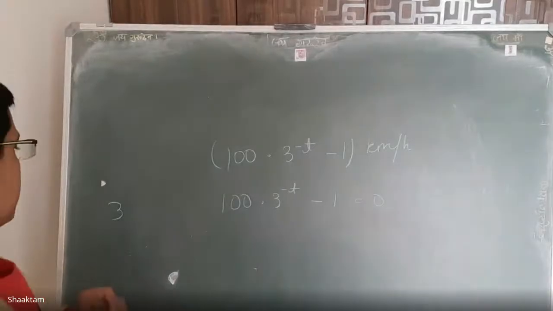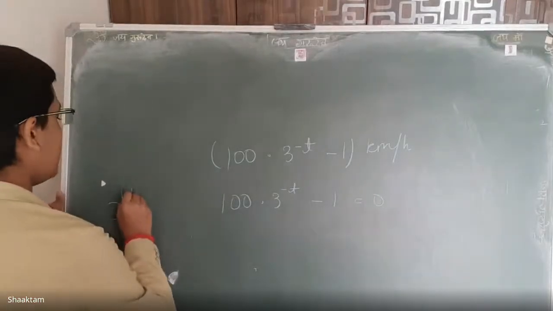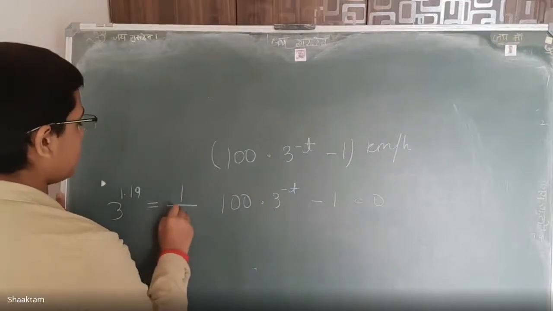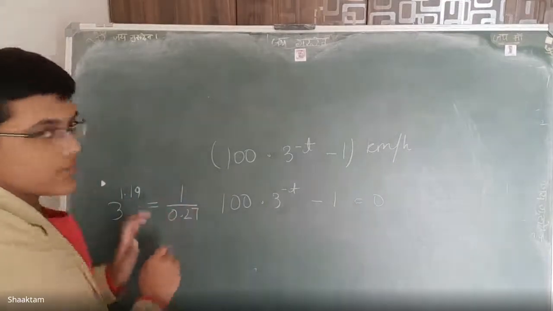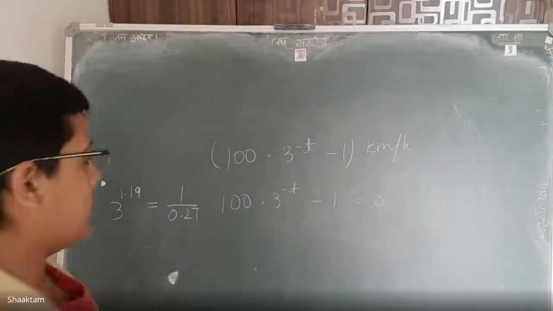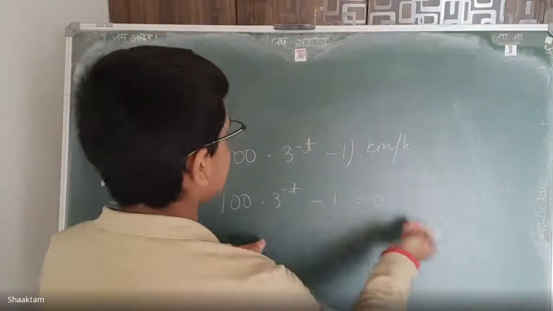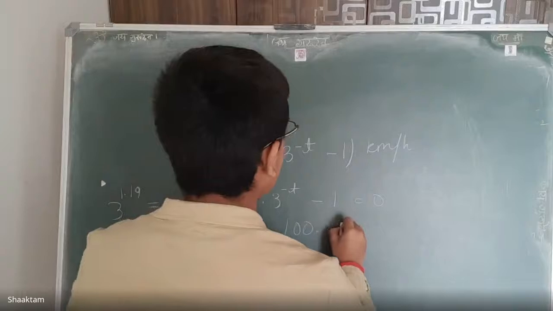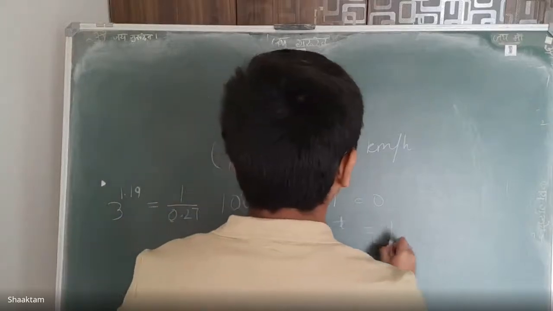Okay. Now for this question, another extra information was given, that 3 raised to 1.19 is equal to 1 by 0.27. This will prove handy further when we go about this problem. So 100 into 3 raised to minus t, minus 1, is equal to 0. We will bring the 1 to the other side. We'll get 100 into 3 raised to minus t is equal to 1.